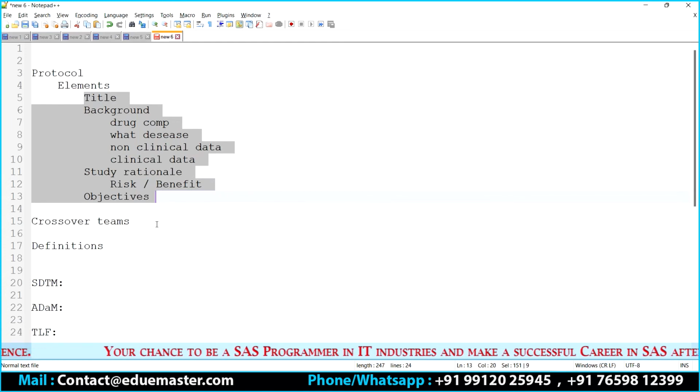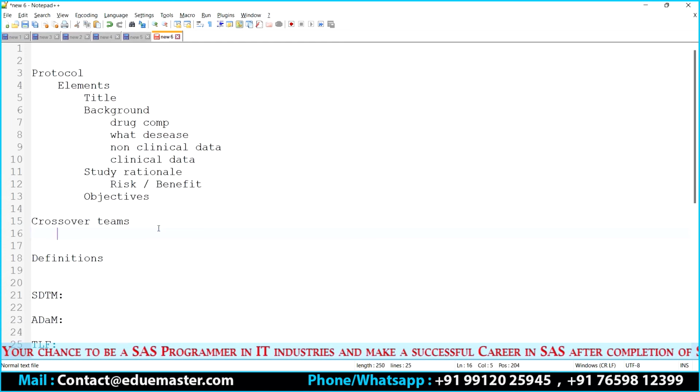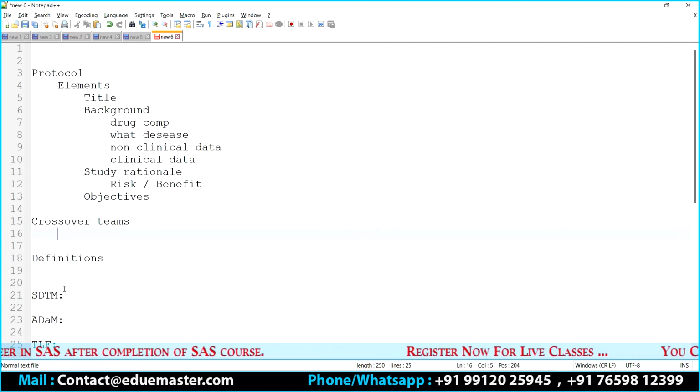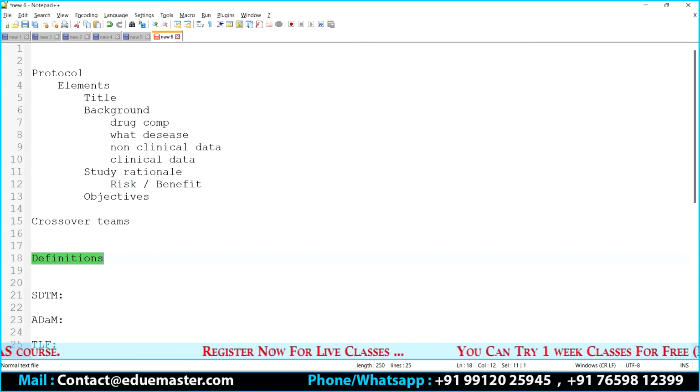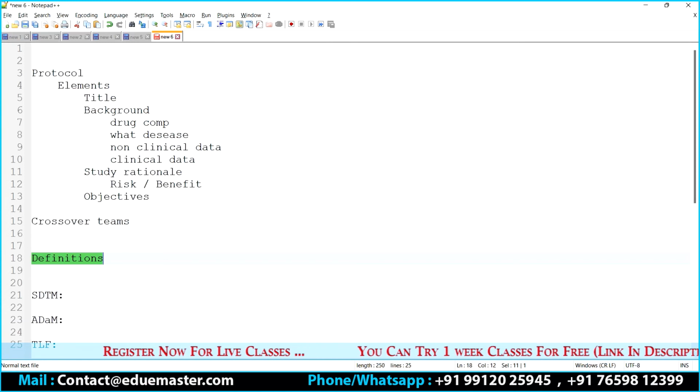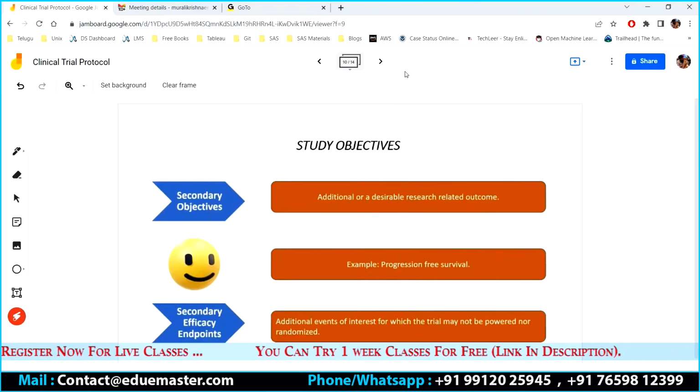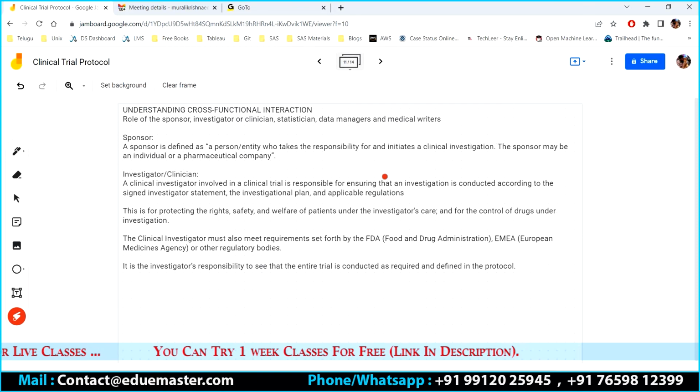For now, we can make a switch from here to crossover teams because unless we change the topic, we don't get fresh air. So let's change the topic and continue with the crossover teams. Again, tomorrow we will discuss the remaining of them along with the remaining crossover teams and the definitions, like the previous. Okay, right. Now, let's come back to our slides. So, what are the various cross-functional teams that we are going to interact with? So, with what people we are going to collaborate?